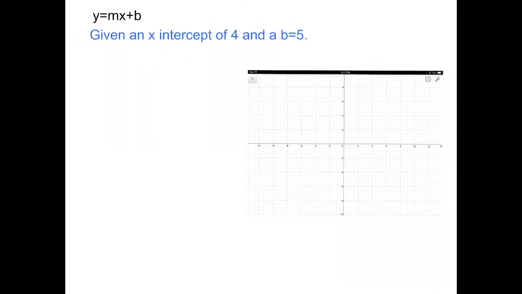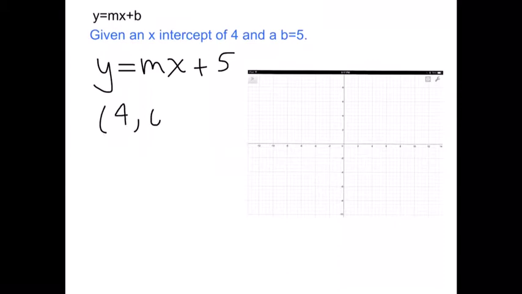All right, this time you're given an x-intercept of 4 and a b of 5. So let's plug in what we know: mx plus 5. Now, how can the x-intercept help us? Well, if I say x-intercept, you say exactly, y equals 0. So we know this is the point (4, 0), so we can substitute in 0 for y and 4 for x, not m, and we're left with plus 5 for b.